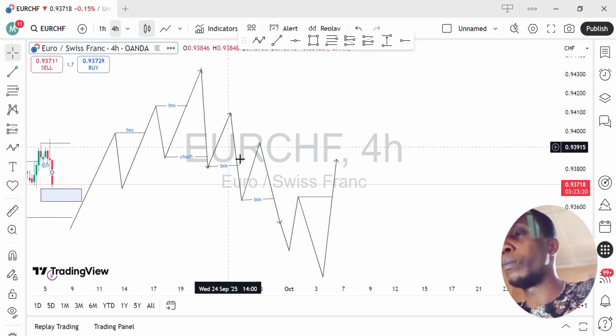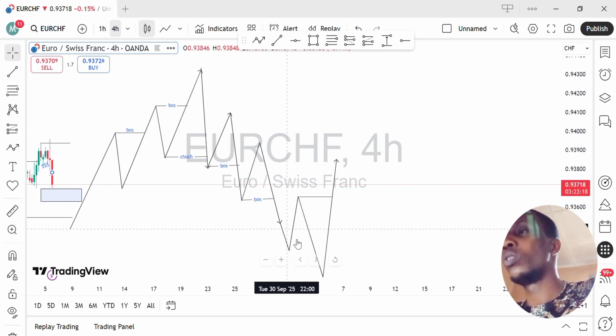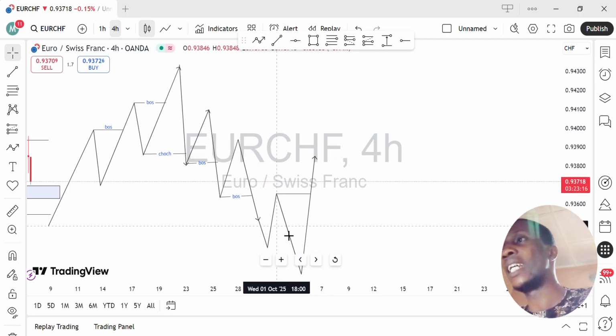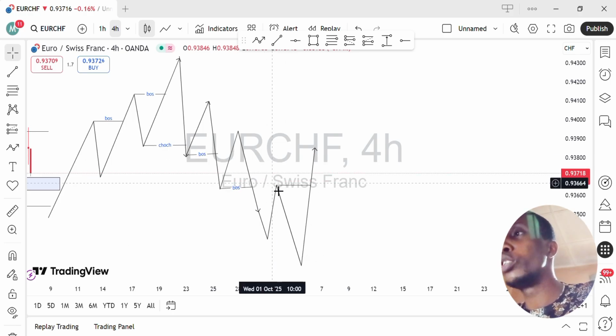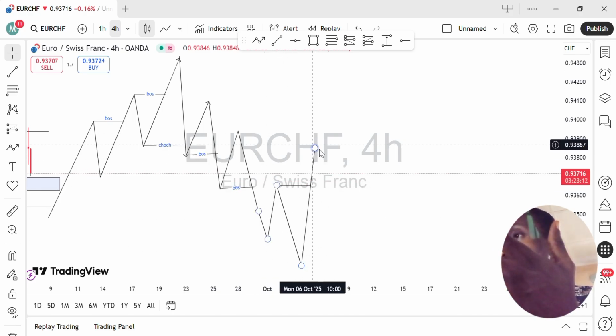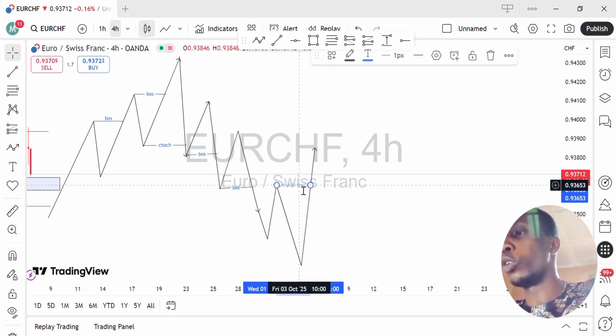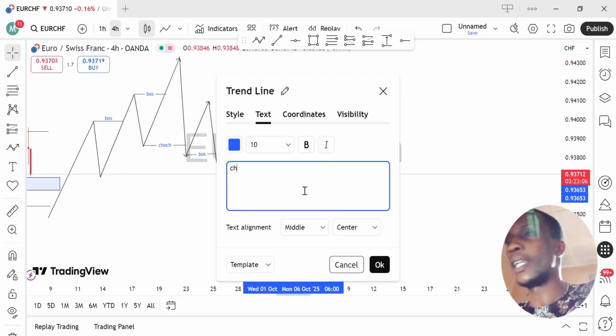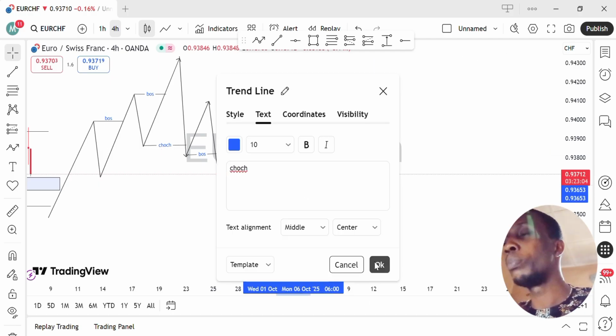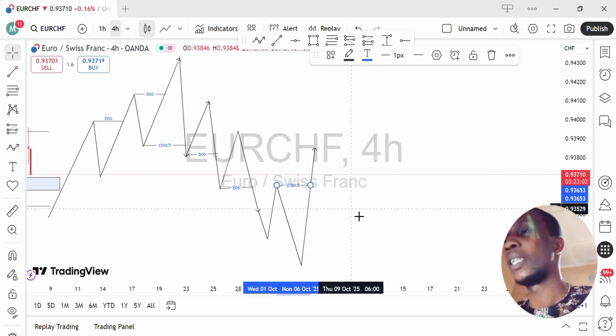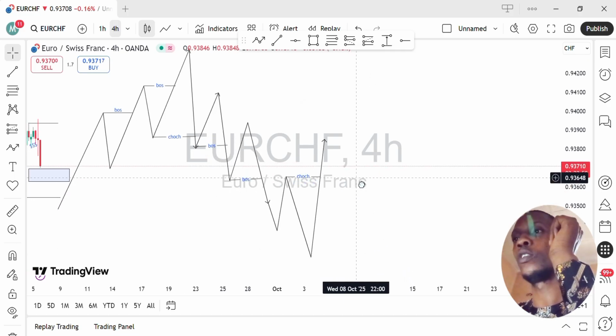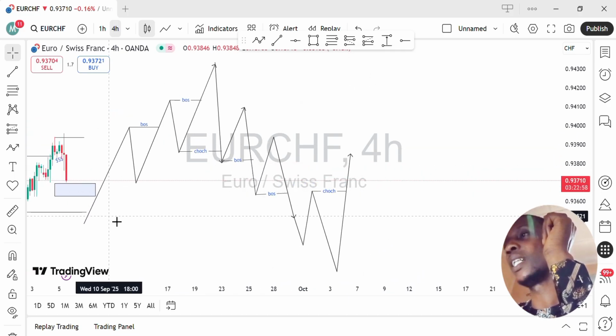Price is tired of pushing to the downside. Now it changed trend again, breaking this recent high and pushing to the upside. Now this will become what? A new change of character right here. I hope you understand what I'm saying. Now that is it. This is for the bullish side and this is for the bearish side.